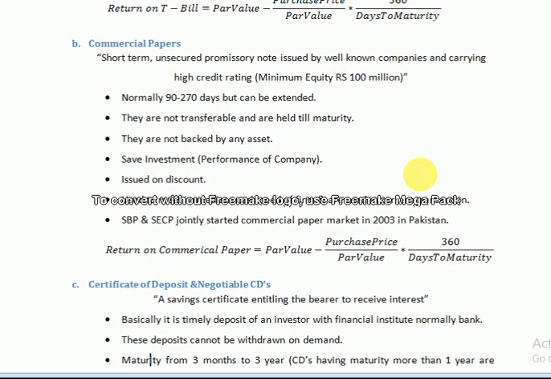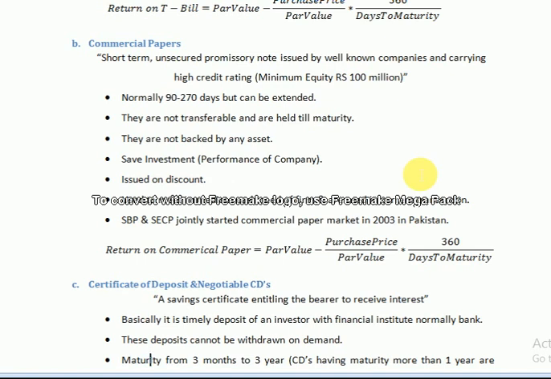Like T-bills, commercial paper returns can be calculated with the following formula: par value minus purchase price, divided by par value, multiplied by 360 divided by days to maturity. Days to maturity here means that if this is a 3 months commercial paper, then 360 divided by 90, because in 1 month we consider 30 days. Clear? Or if it is a 6 month, then 360 divided by 180.